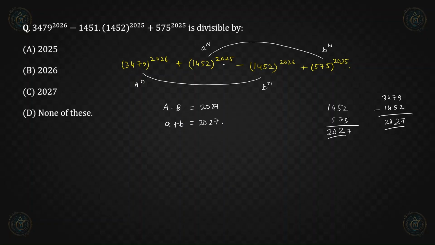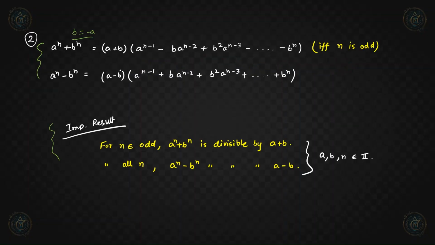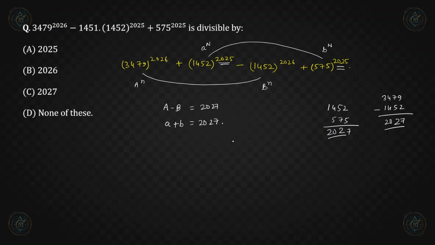That means we also have in this case a plus b equal to 2027. And also we can see the exponents are odd in this case. Here capital N is odd. That means we can use this result, that a to the power n plus b to the power n is divisible by a plus b if n is an odd integer. So we can say the whole expression will be divisible by 2027. So what will be our correct option here? Option C will be our correct option.